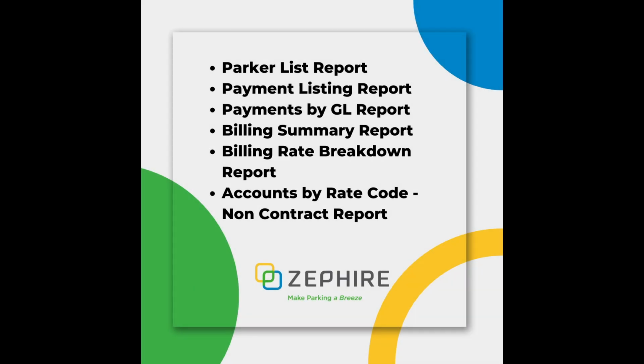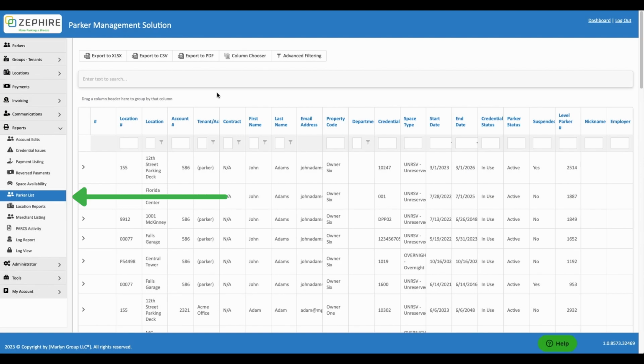The property code header field is included within the Parker list, payment listing, payments with GL, billing summary, billing rate breakdown, and accounts by rate code non-contract reports. Pictured on screen is the Parker list report. These reports can be used to sort accounts and financial information by property code.